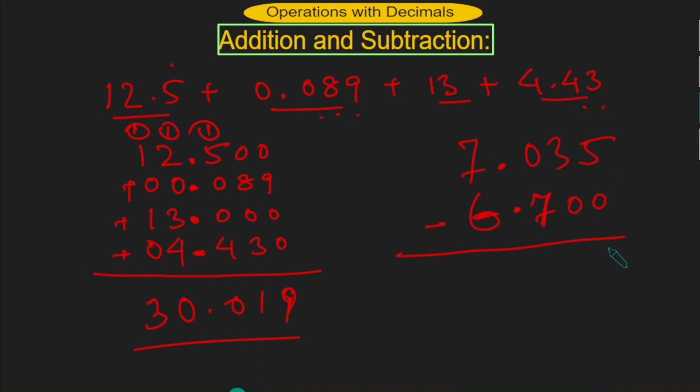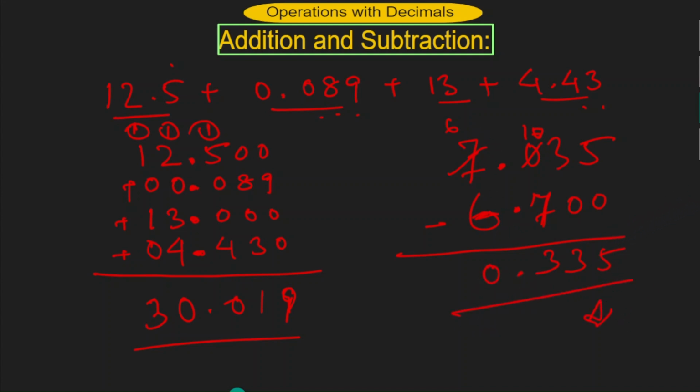okay, so start subtracting. 5 minus 0, 3 minus 0. Now 0 minus 7 means it is 10. It is now 6 after being cut. 10 minus 7 is 3. Decimal point. 6 minus 6 is 0. And that is your answer.